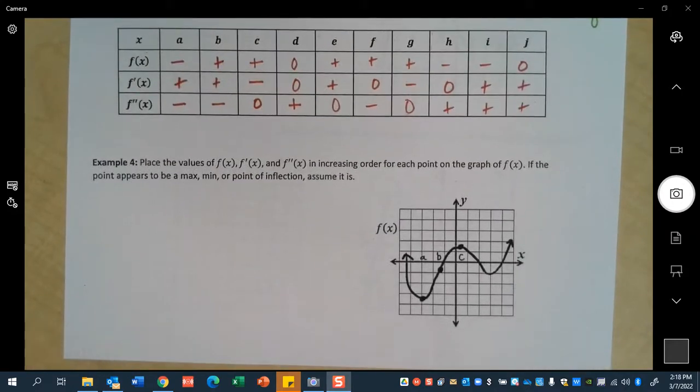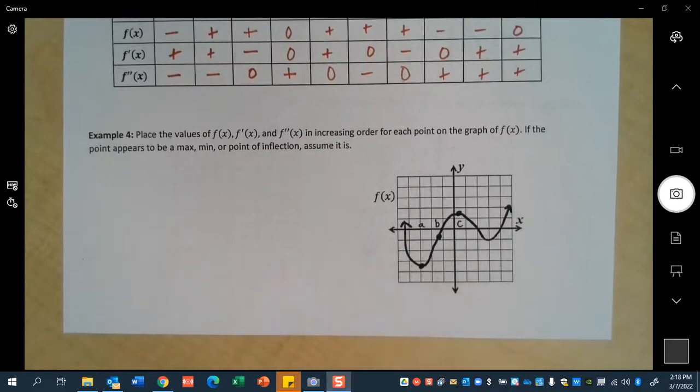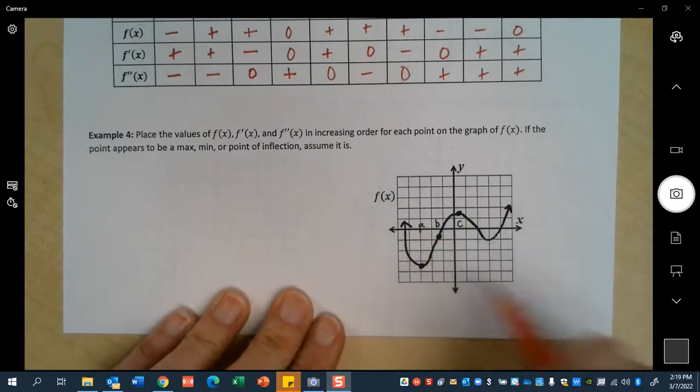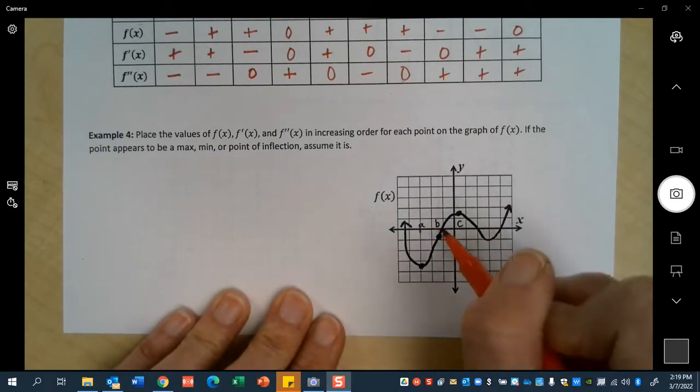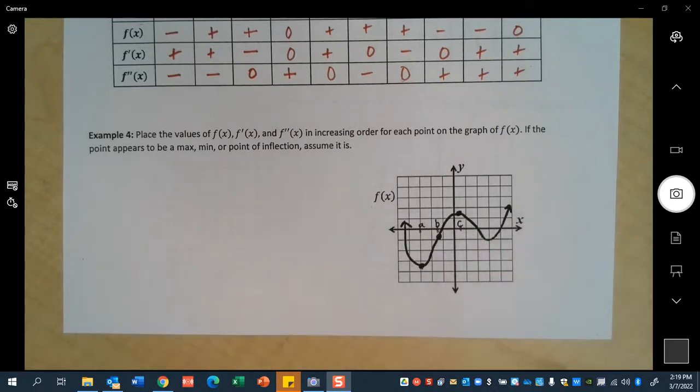Place the values of f of x, f prime of x, and f double prime in increasing order for each point on the graph of f of x. If the point appears to be a min-max or a point of inflection, assume it is. So I'm going to say that here is my x value for A. Here is my x value for B. And here is my x value for C.